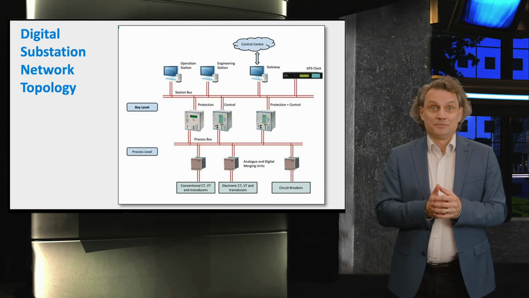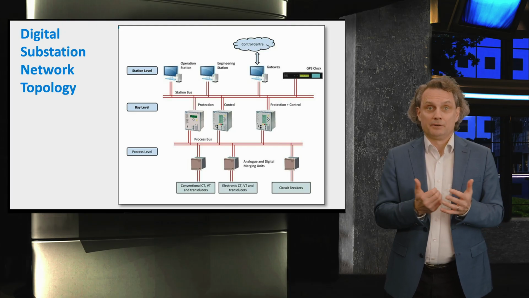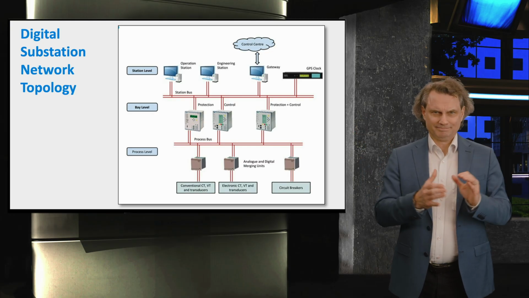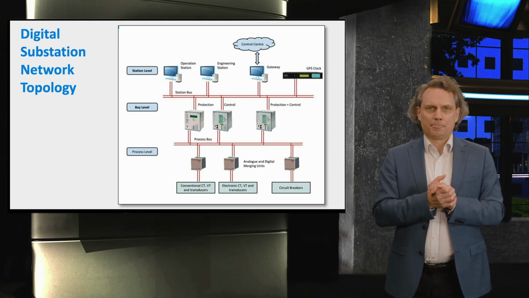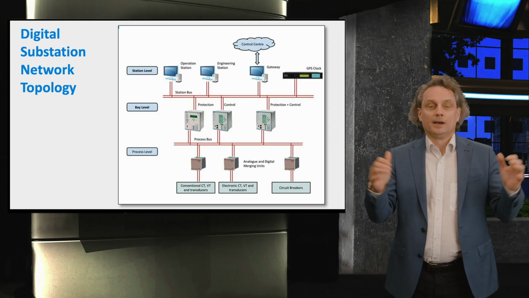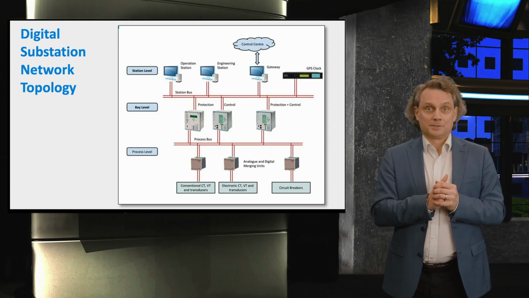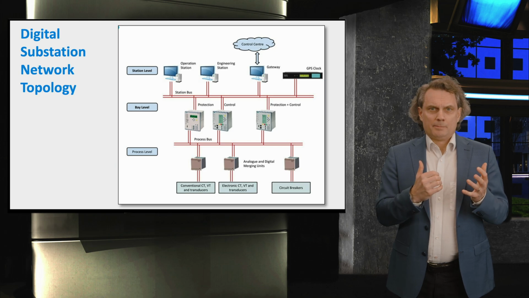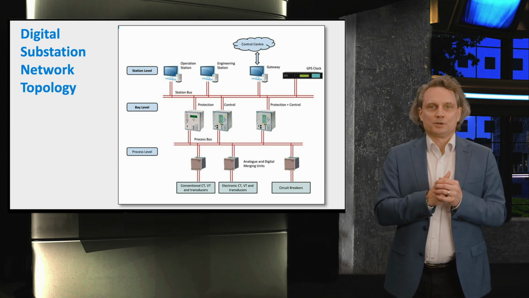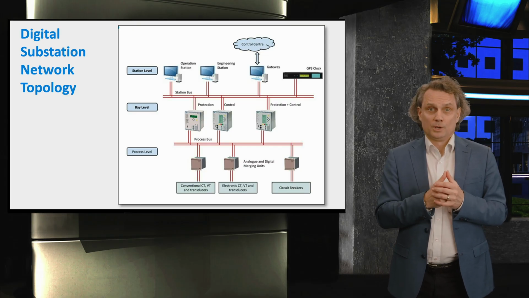Finally, above that, we have the station control area, which is, as the name indicates, on station level. This is where the communication and coordination within the entire substation and with the control center happens. Here we might also have central functions such as a GPS clock, which are used to time synchronize all the devices in the substation.